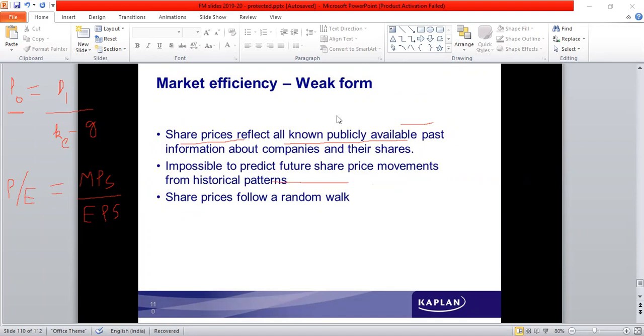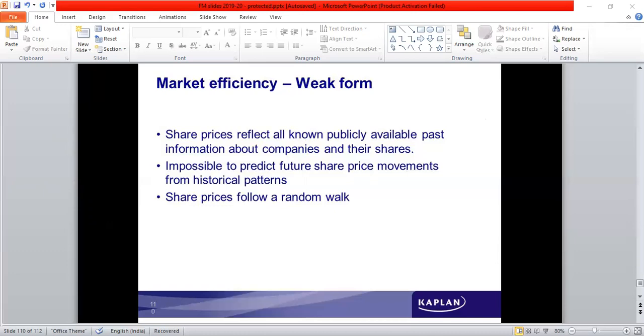The next topic. Now, these are efficiency theories. So, there are three different forms of market. The concept talks about there are three different types of markets. So, markets which are in the weak form, which are in the semi-strong form, and which are in the strong form. So, how do we define whether they are weak or semi-strong or strong? It all depends on whether information is available.